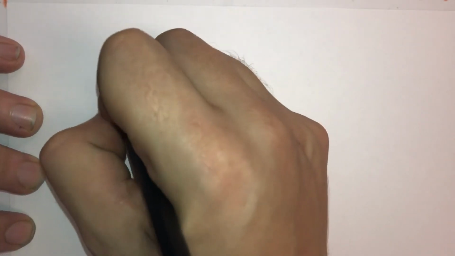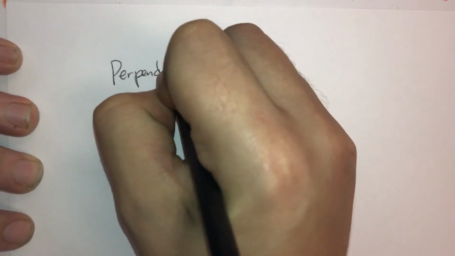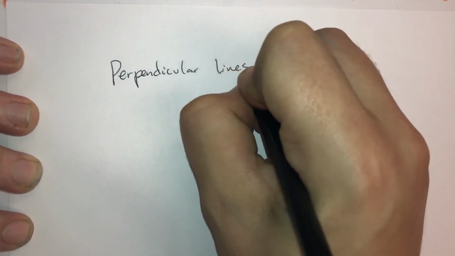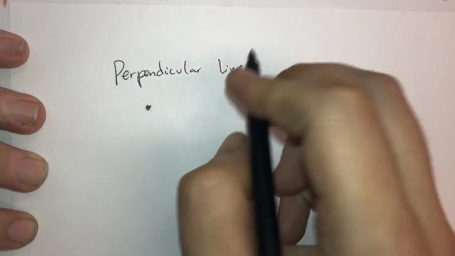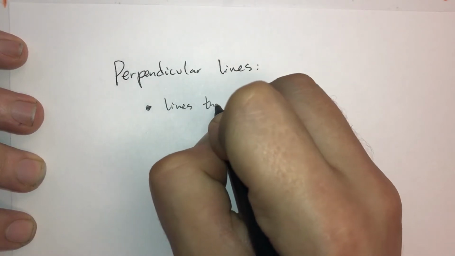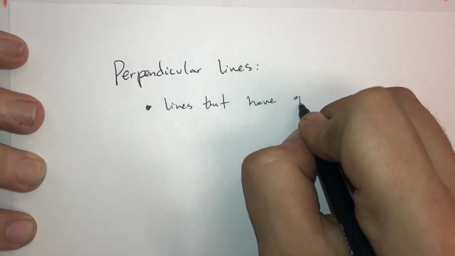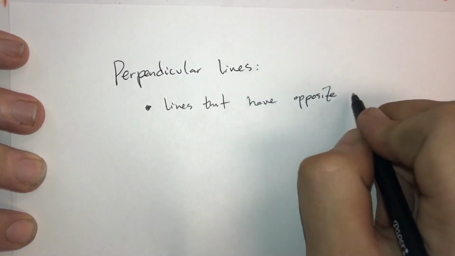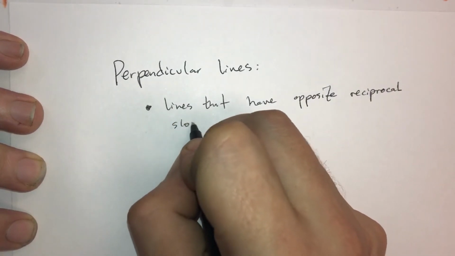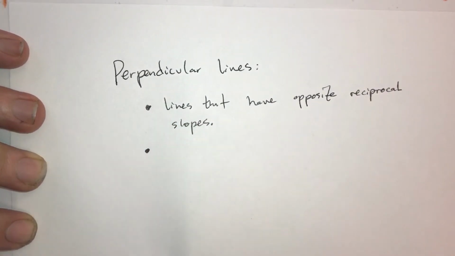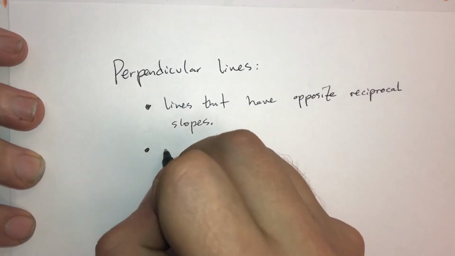So that was the parallel postulate. Next, I want to talk about the perpendicular postulate. So let's talk about perpendicular lines. Perpendicular lines, we remember from algebra, are lines that have opposite reciprocal slopes. And already this year in geometry, we've defined perpendicular lines as lines that meet at 90-degree angles.